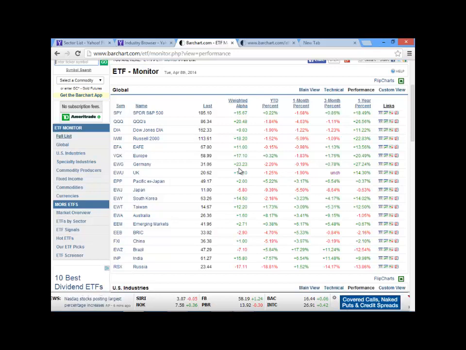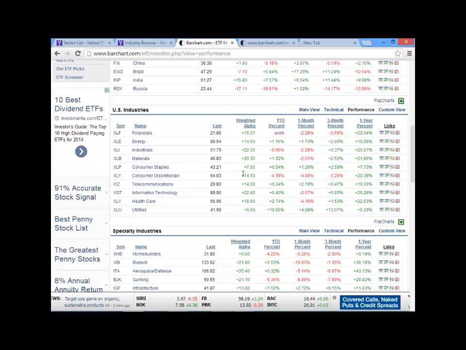So right here are some of the major ETFs. These are more of the global ones that you can find. But what I wanted to point out were these U.S. industries. So these are very common ETFs for these different sectors. You tend to really want to focus on very popular and high volume ETFs. You don't want to go for anything that's very low volume because they tend not to move and are very sporadic.